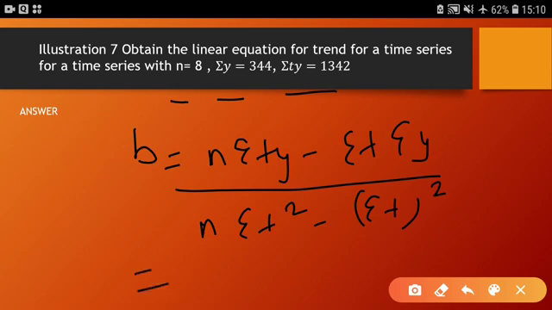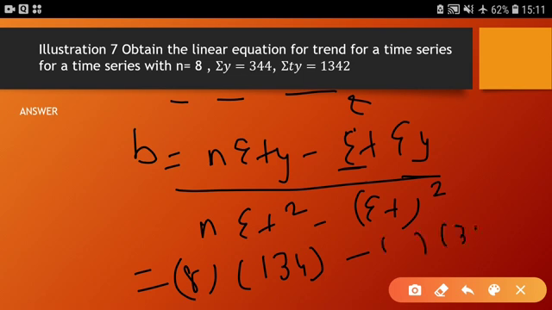Now if you realize, there is the value of n, yes. There is the value of sigma ty, yes. Is there any value for sigma t? No. Is there any value for sigma y? Yes. But there is no sigma t. Now if you see n sigma t square, can you see sigma t square anywhere? No. Then what will we do for that? Do you think there is any mistake in the question?